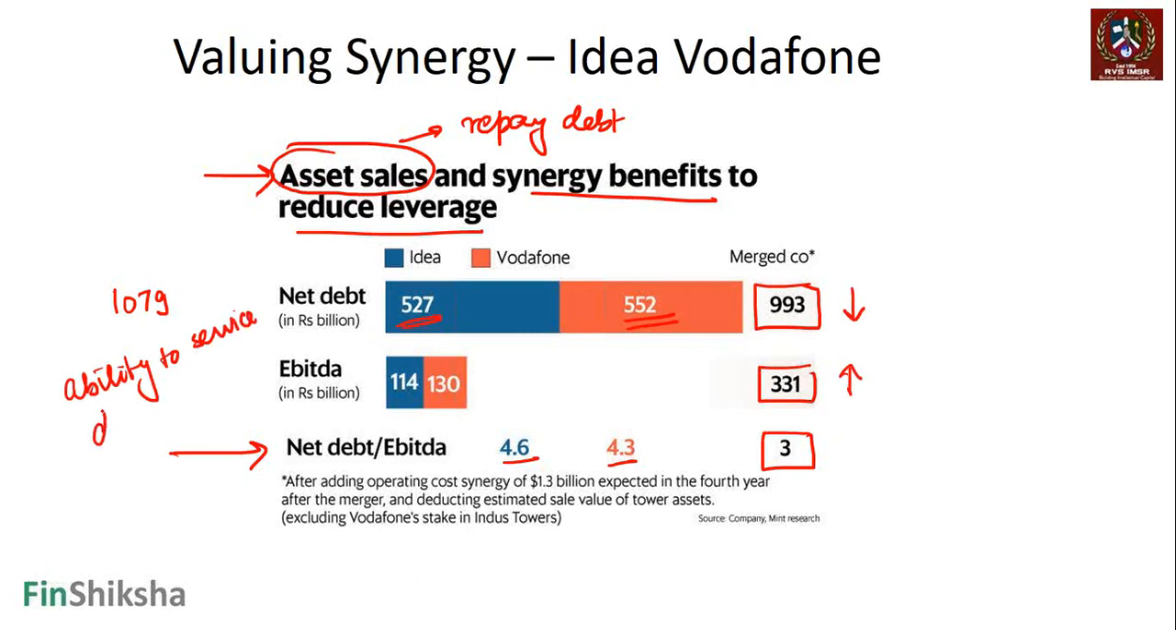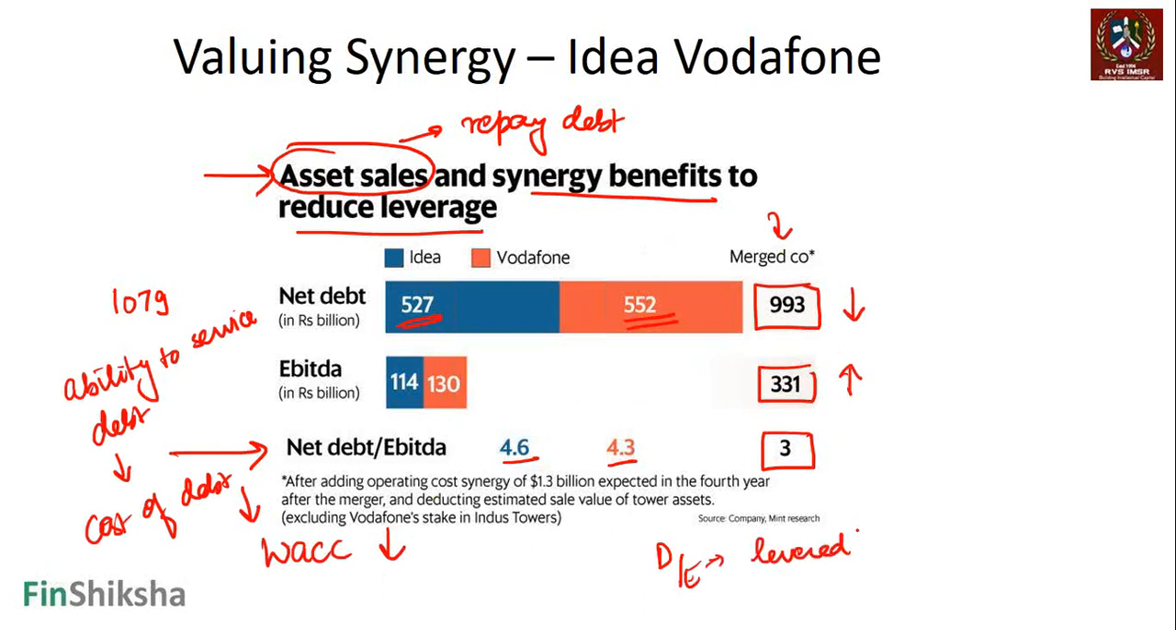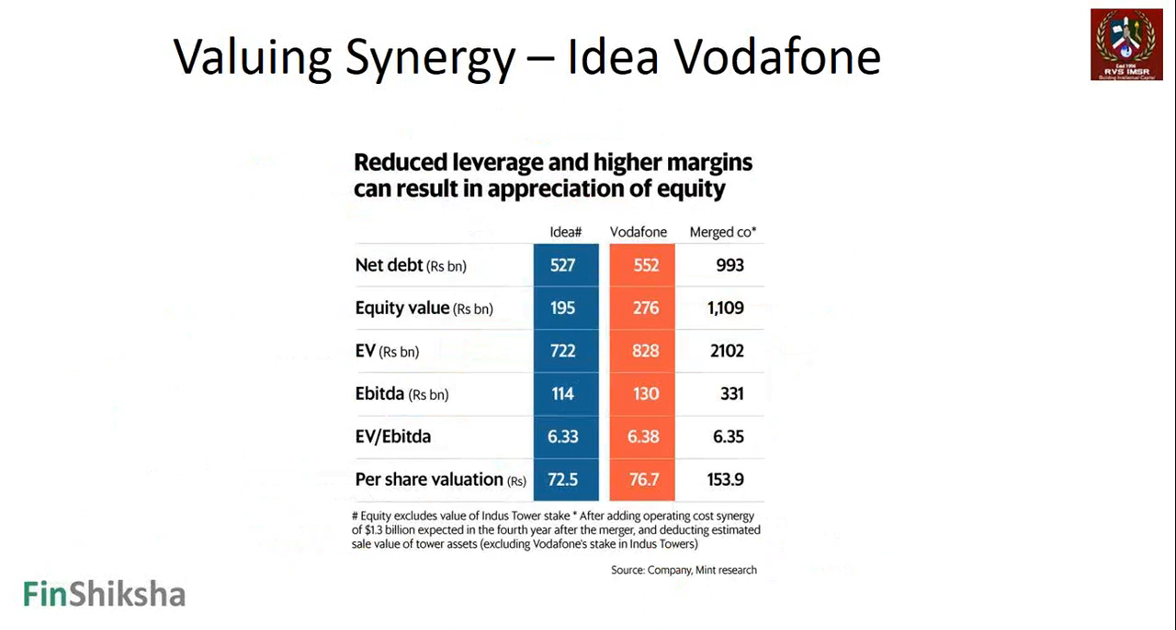When you have a better ability to service debt, automatically your cost of debt is going to go down. This is effectively saying that the credit rating of the combined entity should improve. If the credit rating improves, logically cost of debt should go down. If cost of debt goes down, WACC should go down, right? Because leverage goes down, because debt equity of the combined firm goes down, we also know that your levered beta should go down, right? Levered beta should go down, and that's a significant advantage that could play out in this context, right?